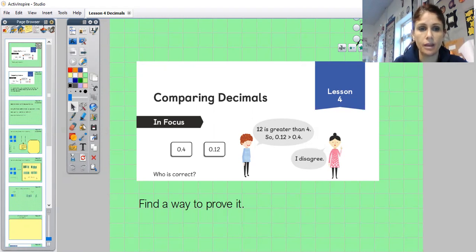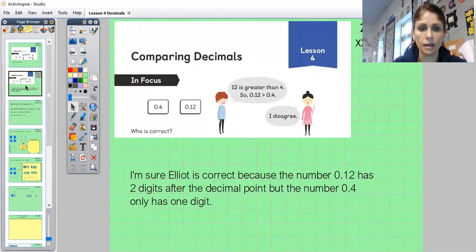Okay, well done. So let's have a look at our answer then. I'm sure that Elliot is correct. So this is me saying this, okay? I'm sure that Elliot is correct because the number 0.12 has 2 digits after the decimal point, but the number 0.4 only has 1 digit. That's what I think. So what do you think?